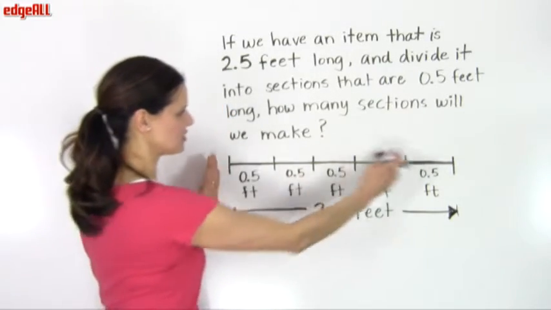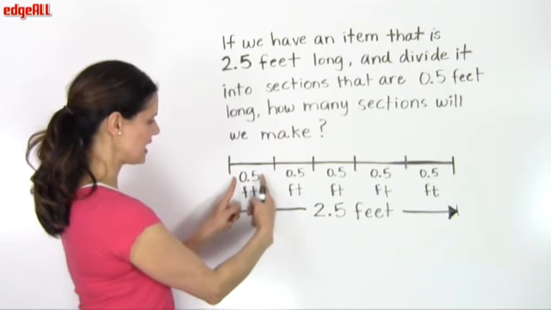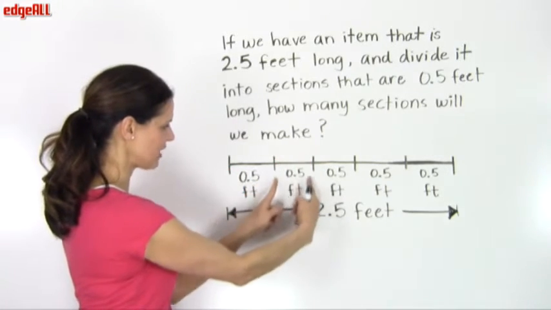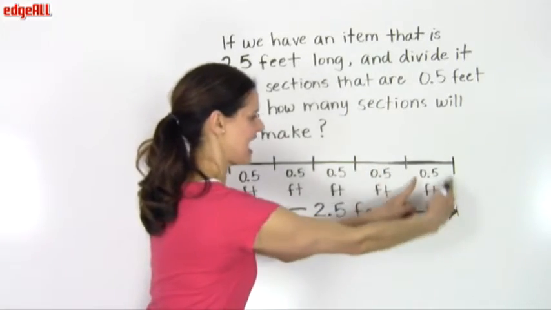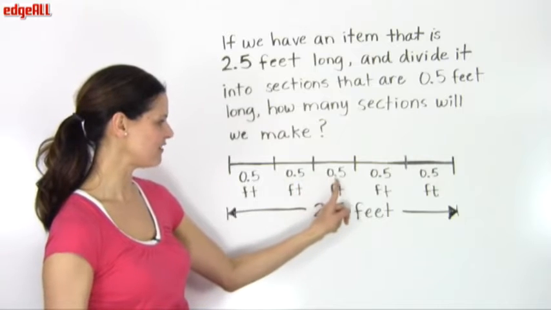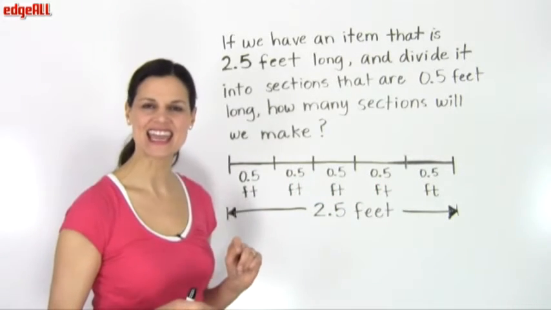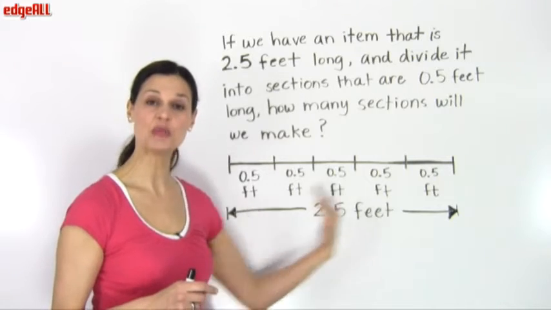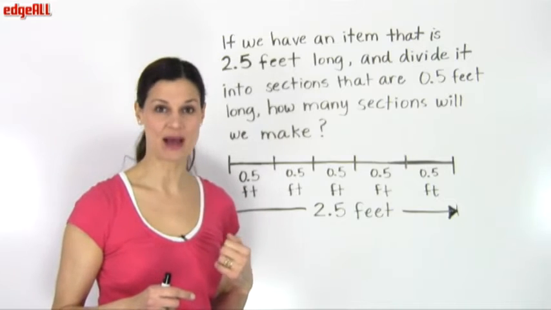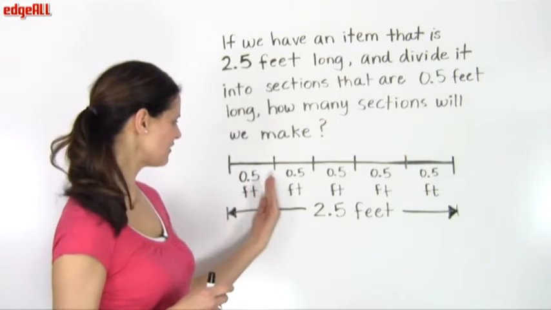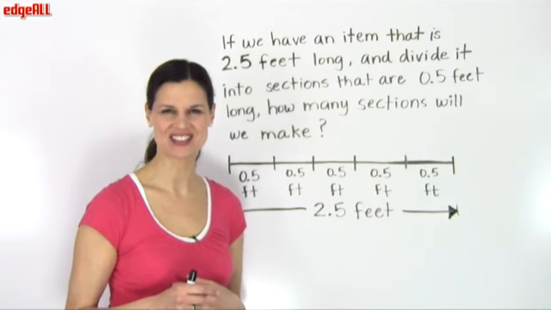So I've drawn my 2.5 feet here, and then I've divided it into a little 1/2 foot section, another 1/2 foot section, another 1/2 foot, 0.5, 0.5, 0.5, 0.5, and 0.5. And so we can see that we've taken this 2.5 length and divided it by 0.5, and we've found that we have 5 little 1/2 foot sections.